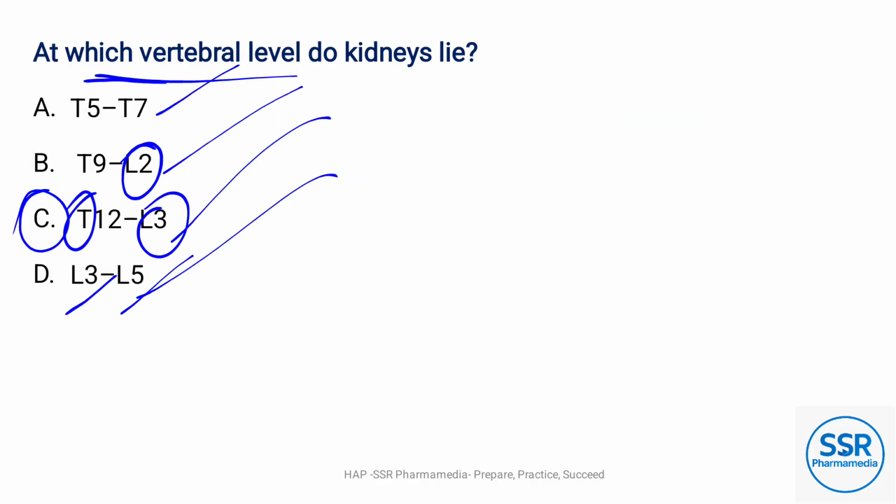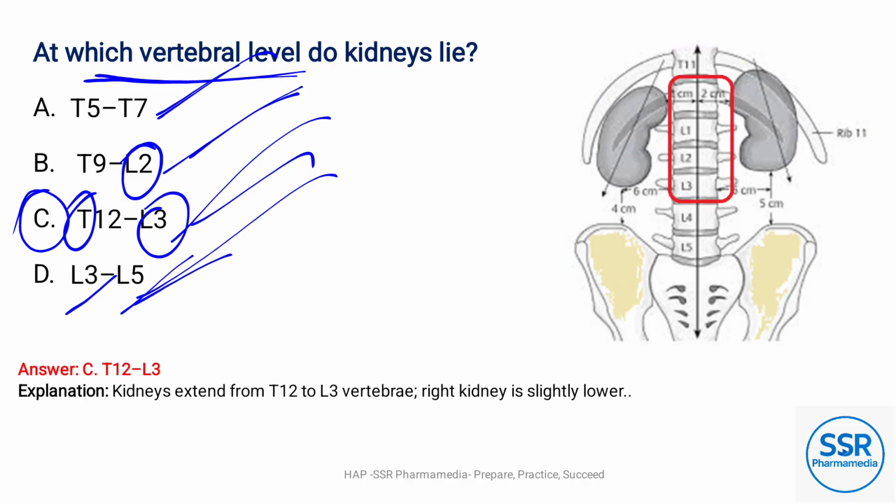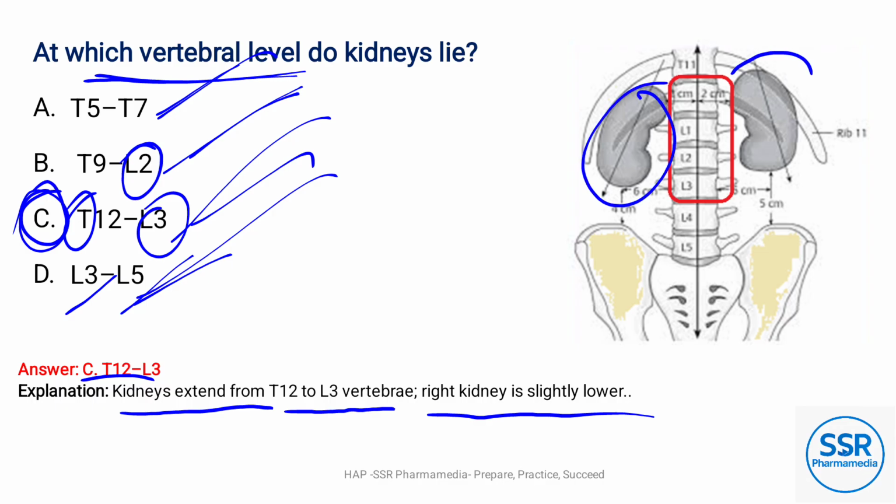Next, at which vertebral level do the kidneys lie? Option A, thoracic 5 to thoracic 7. Option B, thoracic 9 to lumbar 2. Option C, thoracic 12 to lumbar 3. Option D, lumbar 3 to lumbar 5. So the answer is option C, thoracic 12 to lumbar 3. Kidneys extend from thoracic 12 to lumbar 3 vertebrae. The right kidney is slightly lower than the left.